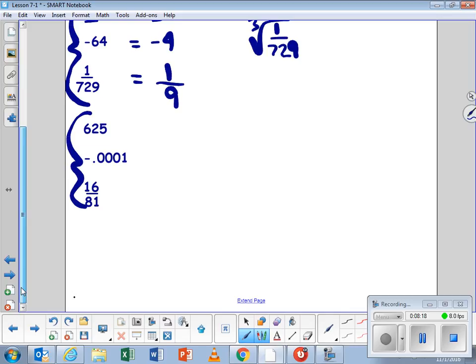What's the fourth root of 625? 5 and negative 5. Okay, I agree with that. Or I could write it this way. What's the fourth root of negative 10,000? Can't do it. Why? Oh, yeah. Okay, so what is the answer? No real root.